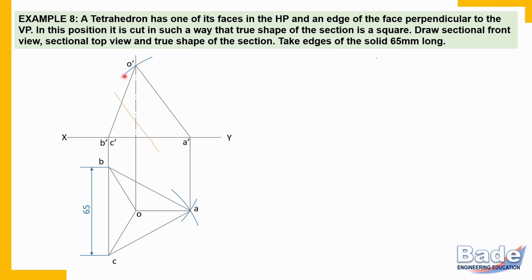intersects all these four edges, meaning two face edges here and two base edges here, and if the cutting plane line cuts all these edges at their midpoints, then we'll get the section, a square. So how to get those midpoints? So OB, OC. How to get this midpoint? Simply bisect this side.